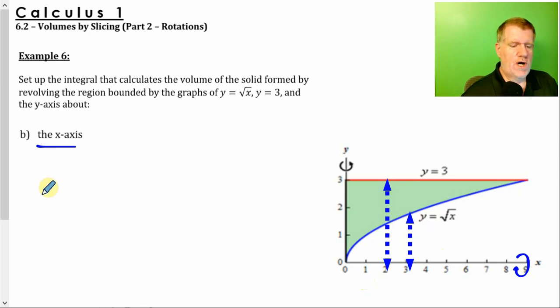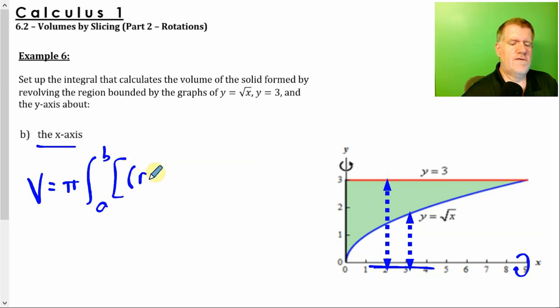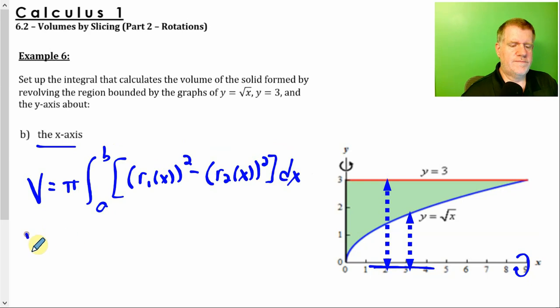Now if it's a washer method, that means I have two radii. Because these are perpendicular to the x-axis, I'm doing it in terms of x. So the first radius minus the second radius. X is going from 0 all the way to 9.